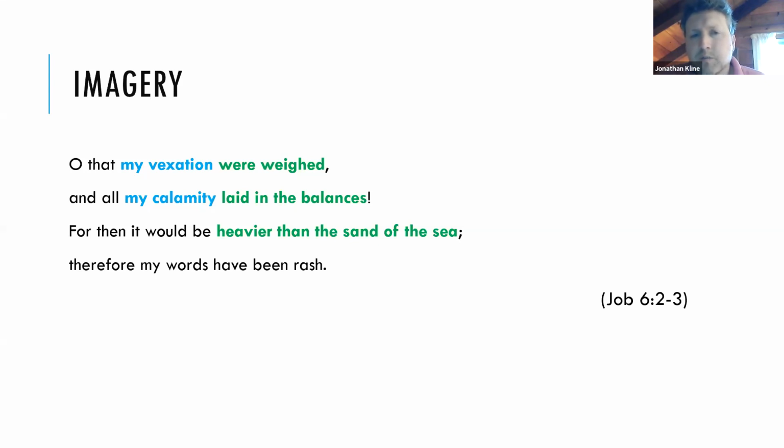So if you look at the words in blue, what Job is talking about is his vexation and his calamity. But he uses the image of them being weighed in a scale or a balance and being heavier than the sand of the sea, which is very rich imagery. It's a great way of describing how intense his suffering is, how weighty his vexation and calamity are.